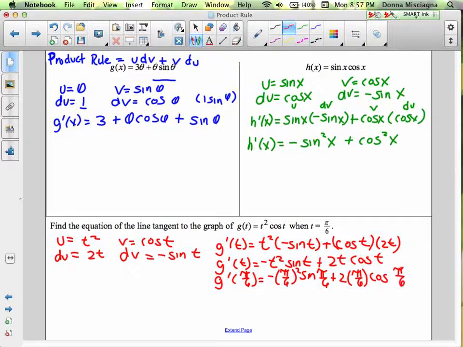So let's simplify out some of the numbers, and then let's talk about the trig functions. Pi over 6 squared is going to be pi squared over 36, and it's negative, so negative pi squared over 36.